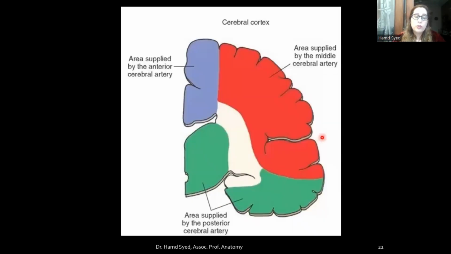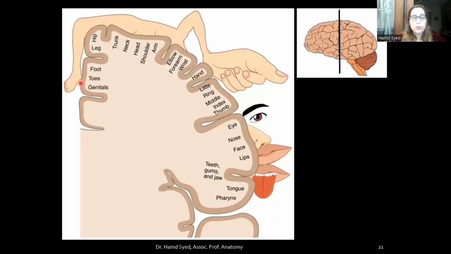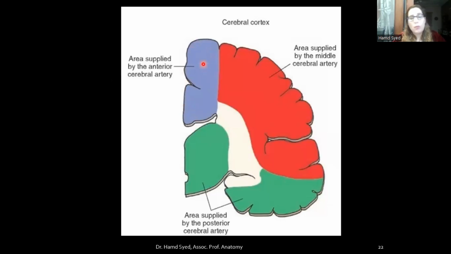And here is a color-coded representation of those areas in correlation to their blood supply. This is again a coronal section, and the area which we see in blue is that area which I just showed you over here, the area which is representing the lower part of the body, that is the leg, the feet and the toes, and also the pelvic region. This is the area which is supplied by the anterior cerebral artery. And remember, this area is also known as the paracentral lobule, which represents the extensions of the precentral and postcentral gyri on the medial surface of the cerebral hemisphere.